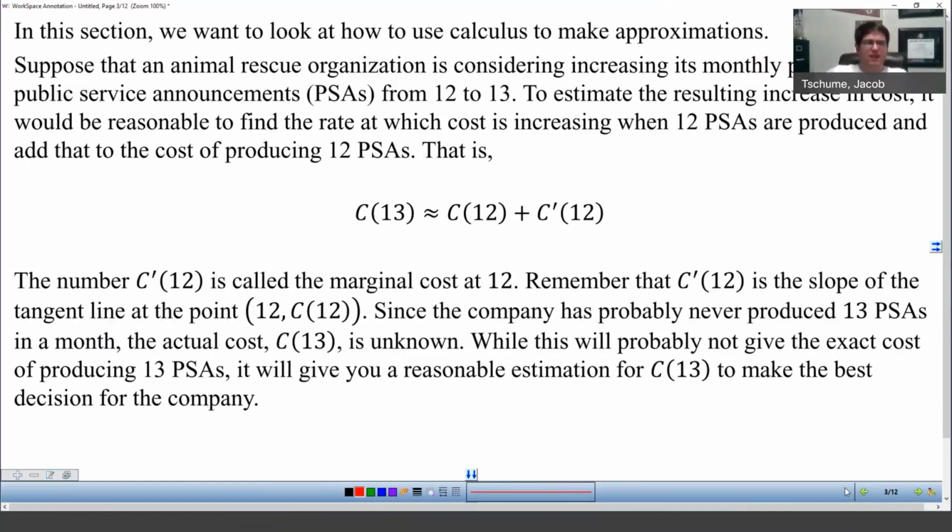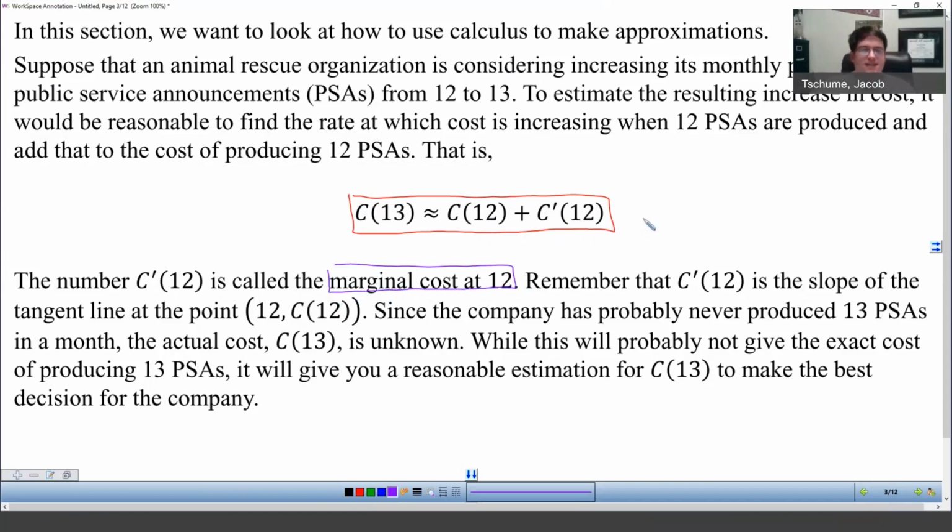To estimate the resulting increase in cost, it would be reasonable to find the rate at which cost is increasing when 12 PSAs are produced, and then add to that the cost of producing 12 PSAs. Formula-wise, we could find the cost of 13 PSAs by taking the cost of 12 and adding the instantaneous rate of change at the 12th unit. This number, C prime of 12, is the whole idea of this section. This is called the marginal cost at 12 units.